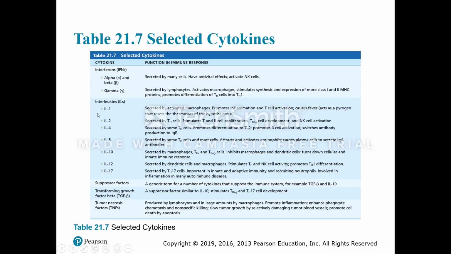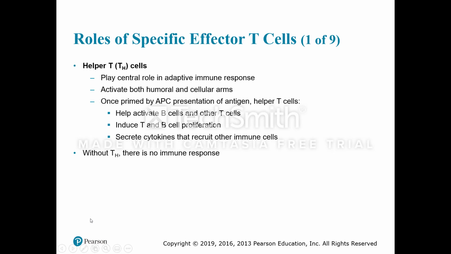And this is a list of your cytokines and their functions in the immune response. I am not really sure if I am inclined to give that to you in your exams. Probably not. So let's take a look at who the big boss really is, the helper T cells.